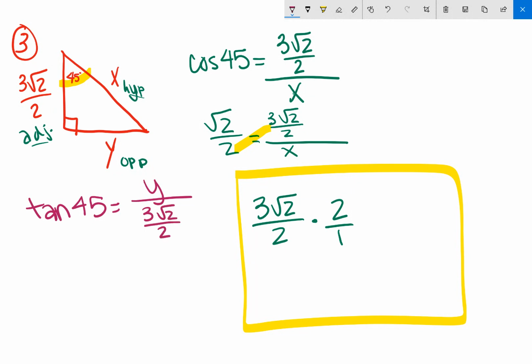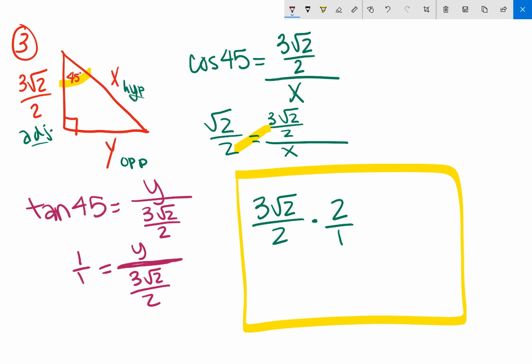Okay. Now, I will say there are multiple ways that you can do these. So just remember that sometimes your work may be slightly different than mine based on which trig functions you use and which angle you base it off of. But with tangent 45, you're still going to substitute in the values. So tangent of 45 is 1 over 1. So then you have y equals 3 square root 2 over 2. And then you'll cross multiply.